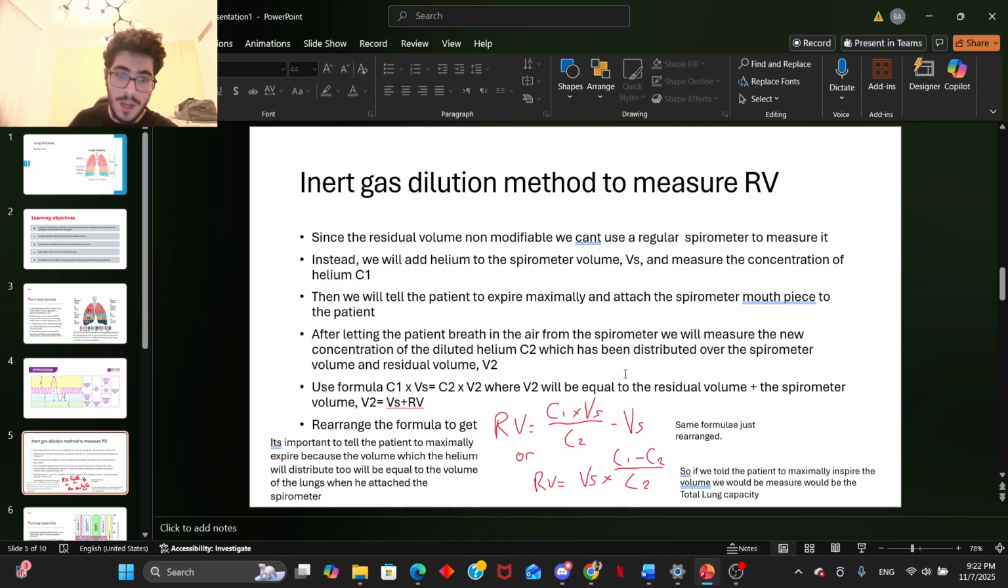And then after a while, we'll measure the concentration of the helium, which is diluted now because it's distributed to the spirometer and it's also distributed to the residual volume now.